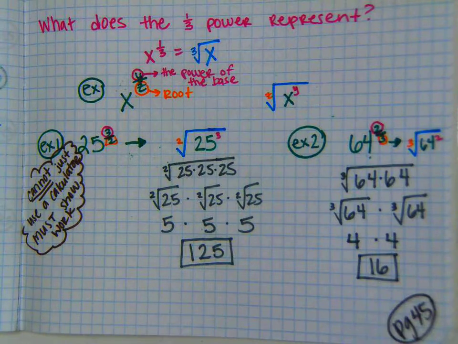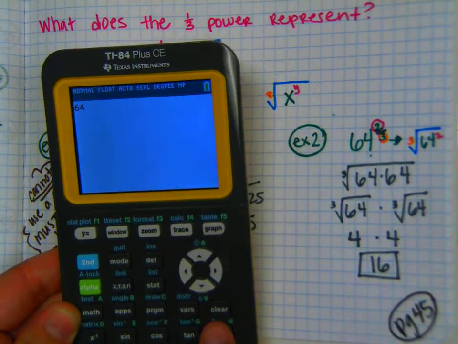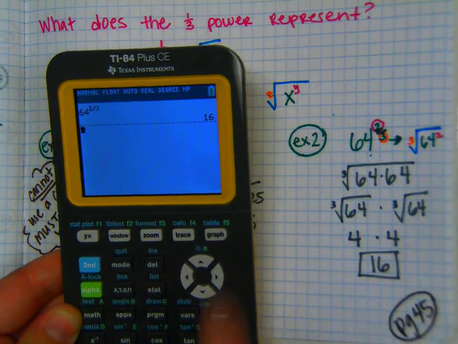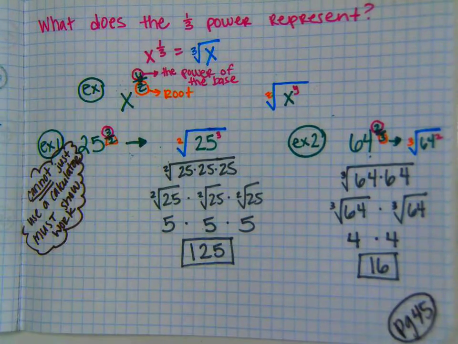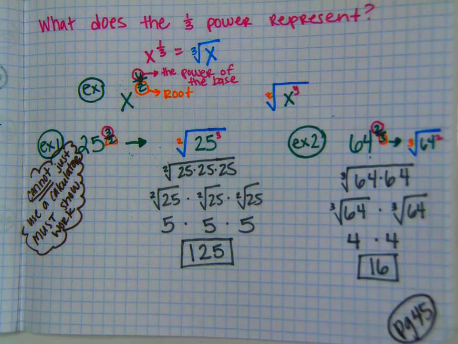Okay? And then to check your work, we can plug this right into our calculator. 64 to the 2/3, and you can see that it is 16. You cannot just start by plugging that in the calculator. You must show your work, and then you can check it at the end.